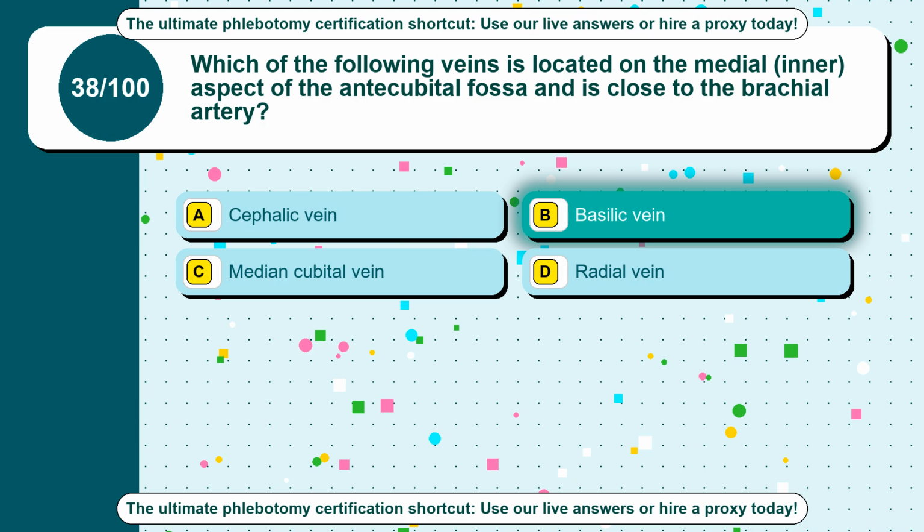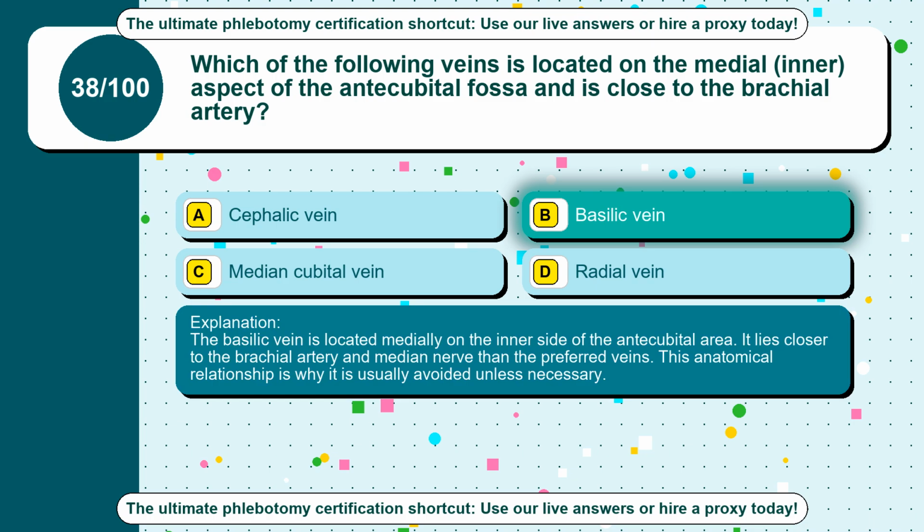Basilic vein. The basilic vein is located medially on the inner side of the antecubital area. It lies closer to the brachial artery and median nerve than the preferred veins. This anatomical relationship is why it is usually avoided unless necessary.